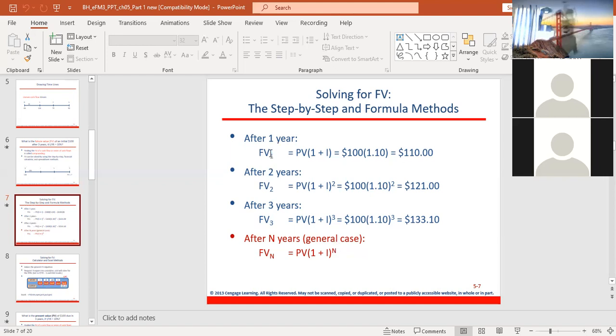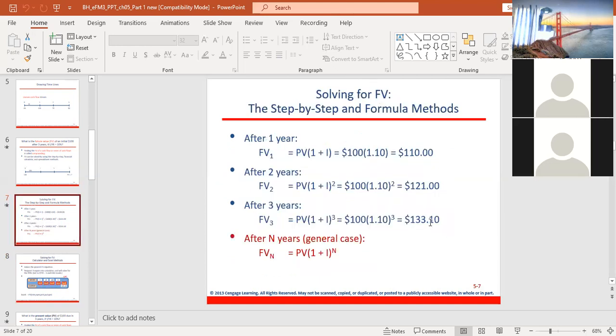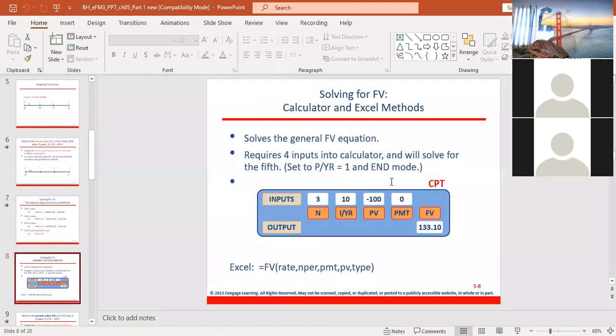Now you can see that if we solve this one by one, it takes us time before we arrive at this value. So what if we do it using the financial calculator? Can you see? The answer is 133.10. We do it manually, we still get the same answer. So which one is better, to solve manually or to use your calculator? The calculator saves you a lot of time. All you need to do is to know what to press and you will get the same answer.